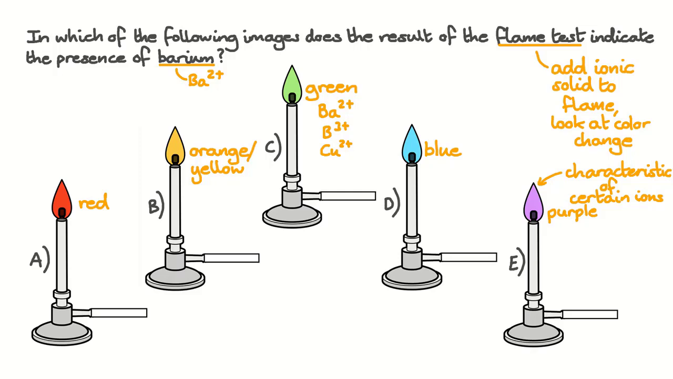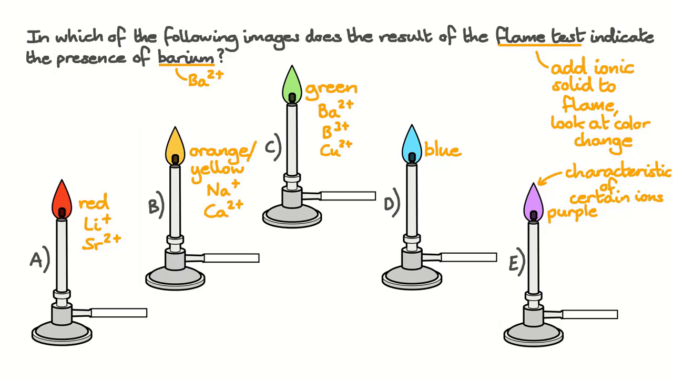To answer this question, we're going to need to recall what flame colour is characteristic of the barium 2+ ion. A green flame is indicative of barium 2+, boron 3+, or copper 2+. So we can be pretty sure that the green flame is the one most likely to indicate the presence of barium. A red flame is associated with lithium plus or strontium 2+.